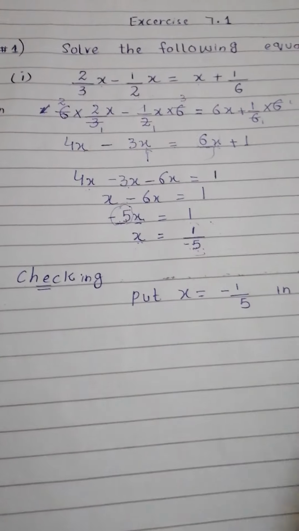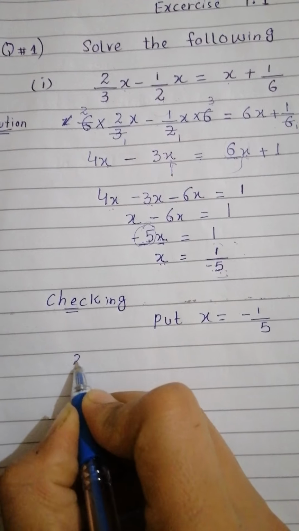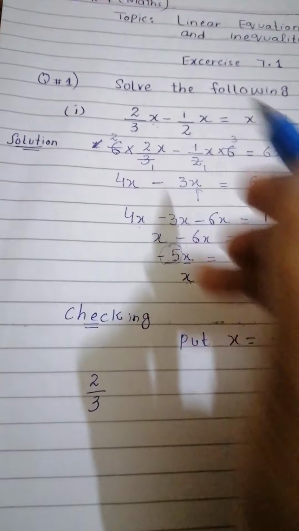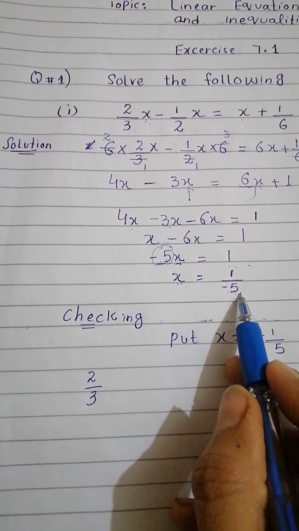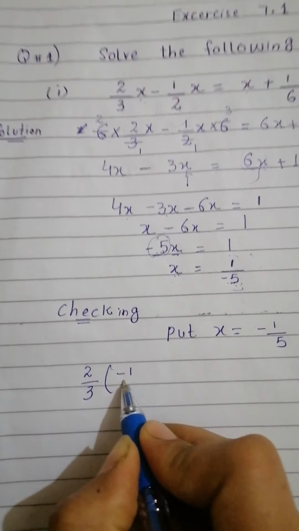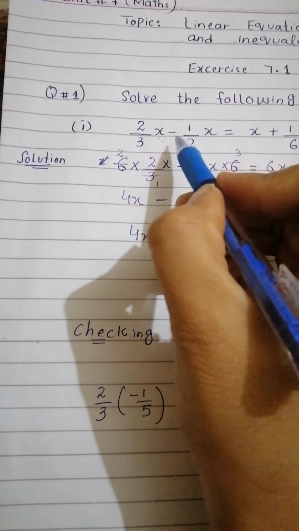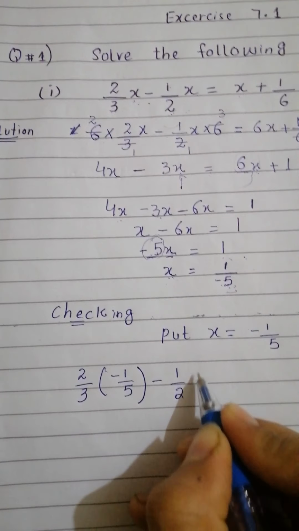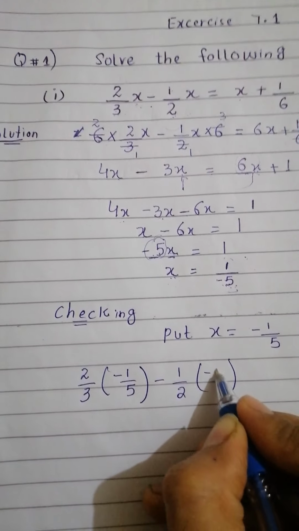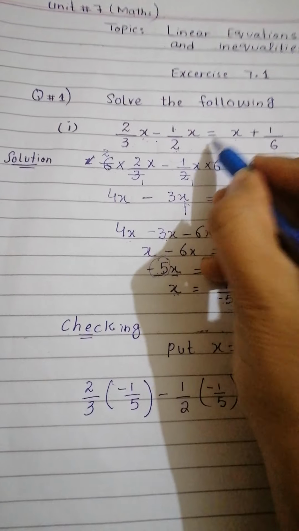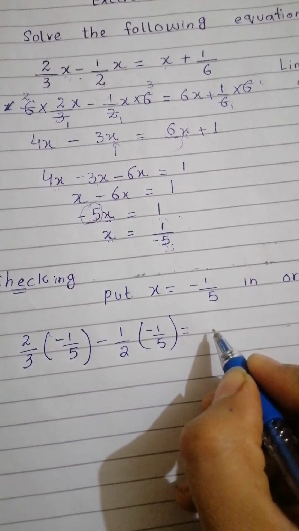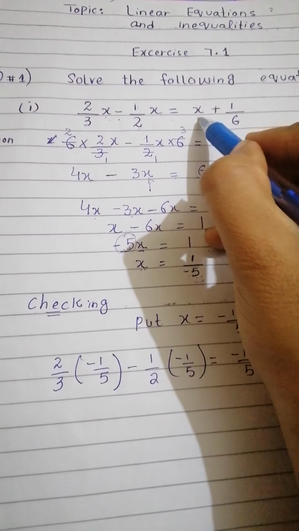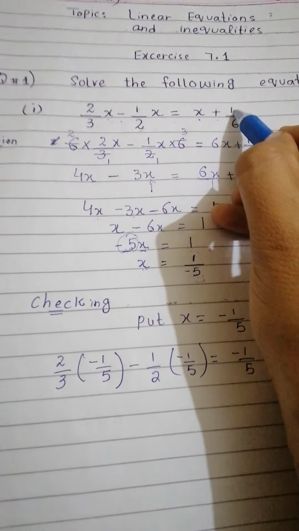Okay, so my original equation is 2 by 3x. You can see 2 by 3x. I will not write x. I will put the value of x here. Value of x is minus 1 by 5. So 2 by 3 into minus 1 by 5. Then minus 1 by 2x, and I will put the value of x, minus 1 by 5, then is equal to x, value of x is minus 1 by 5. You can see x on the right hand side, so you will put the value of x here and then plus 1 by 6.